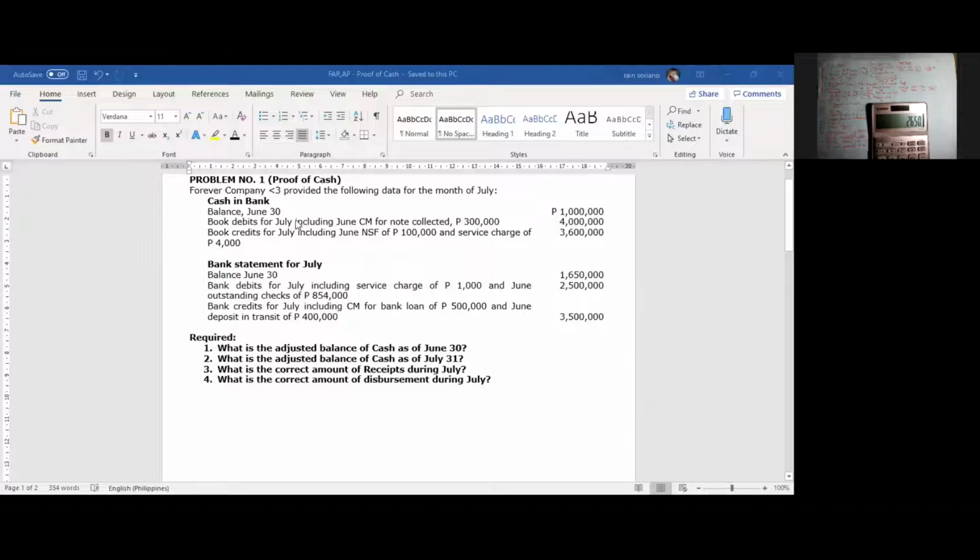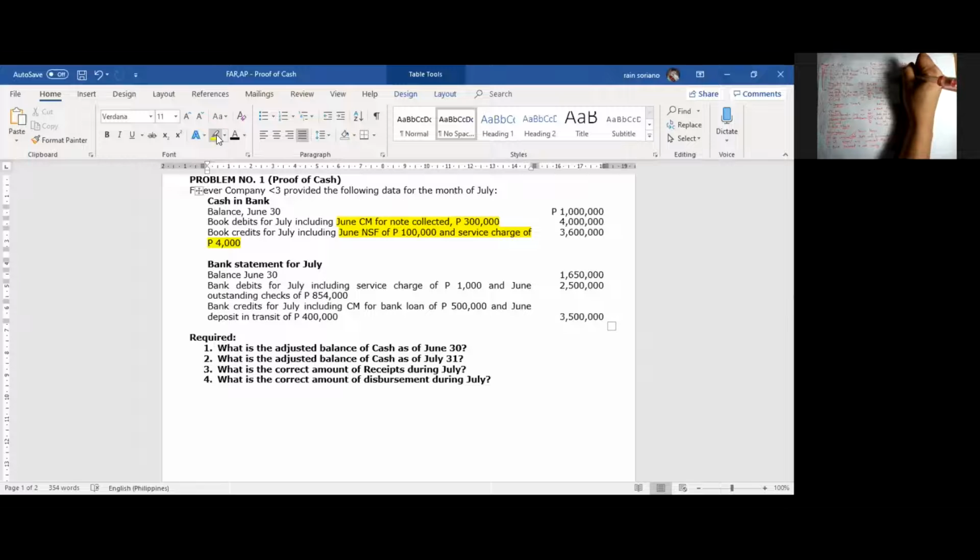So going back to the problem, anong makukuha natin dito sa problem na to? Start tayo dito. Sabi dito, meron tayong June credit memo equal to 300,000. Ang credit memo, alam natin na ina-add yan sa balance ni book. Next, book credits including June NSF of 100,000 and service charge of 4,000. So meron tayong debit memo. Debit memo, dinideduct yan sa balance per book. So magkano yung total na yan? That's 104,000. So minus 104,000 sa June 30 balance per book.